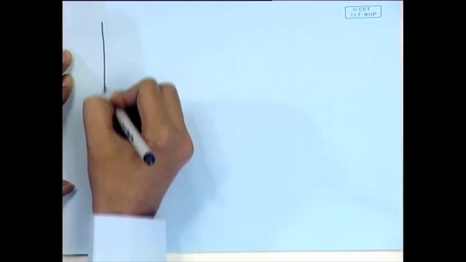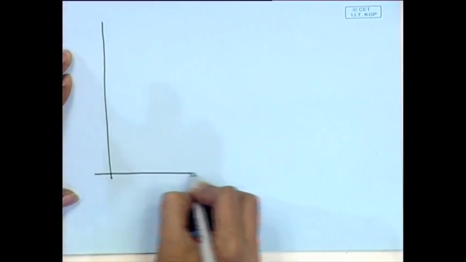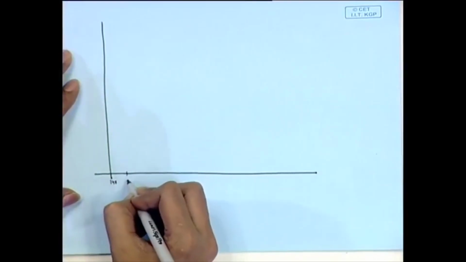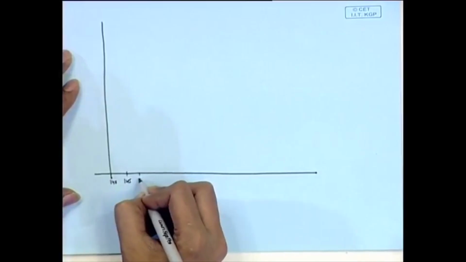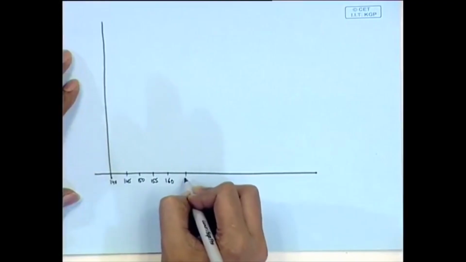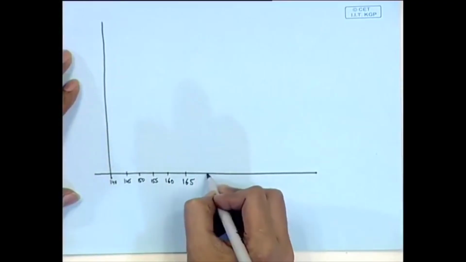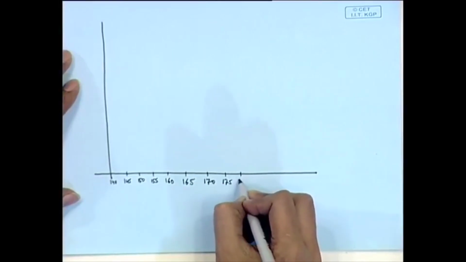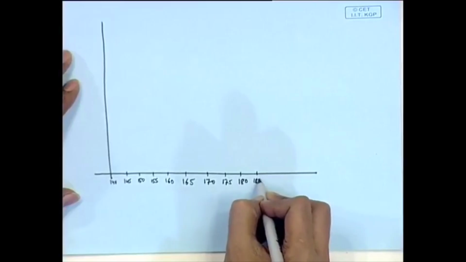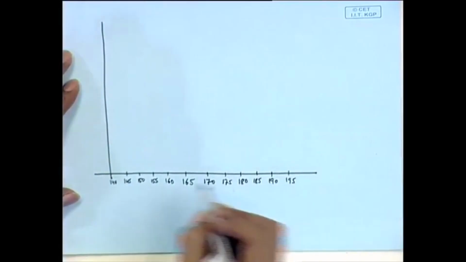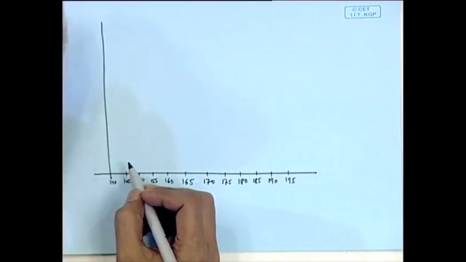So, for this data one may consider, say, 140 to 145, 150, 155, 160, 165, 170, 175, 180, 185, 190, 195 say. So, here we have to make the scale first.